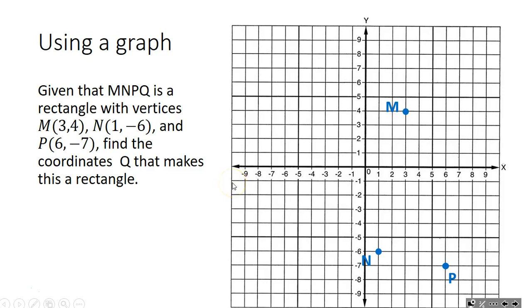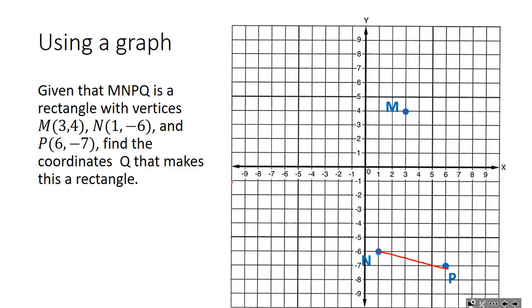Now what I'm going to do is use the slope. Remember, we know rise over run, right? So we're going to use that to find our point Q. We know a rectangle is a parallelogram, so side NP down here has to be parallel with a side from up here to the right, which would be Q.